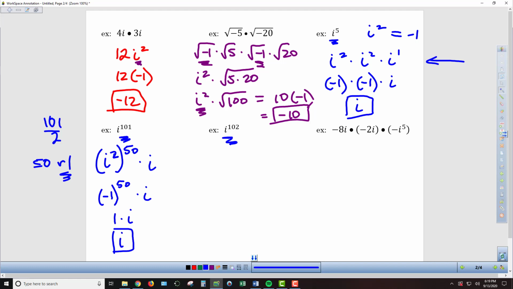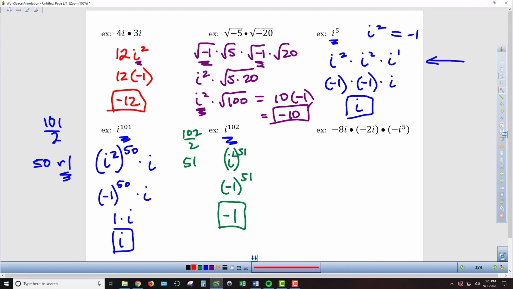For i to the 102nd, we take that same approach: take 102 and divide it by 2. That goes in evenly this time. It equals 51. So that means I'm looking at i squared to the 51st. Well, again, that's -1 to the 51st power, since i squared is -1. Now I'm multiplying -1 times itself an odd number of times, so my result is going to be -1, and since I had no leftover i's, -1 is my answer. And so we can again apply the same idea to this last question.